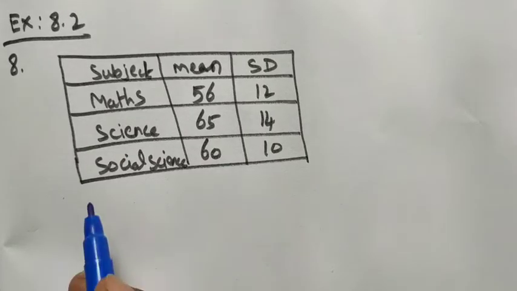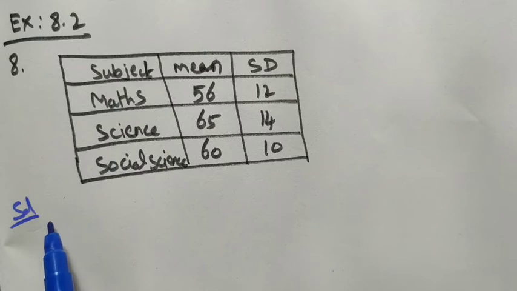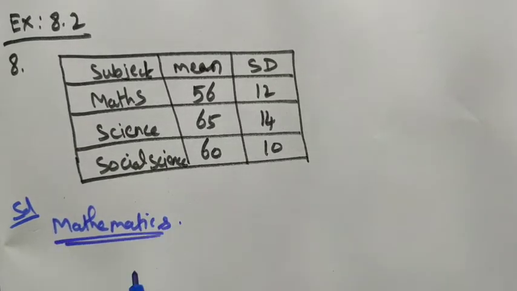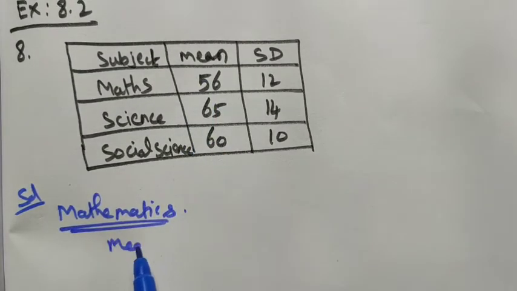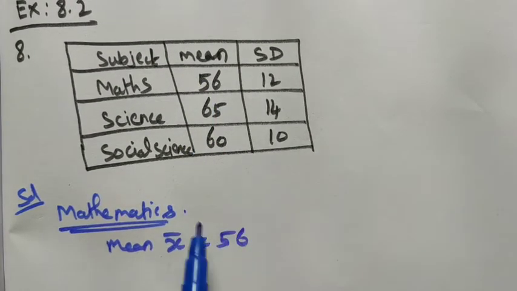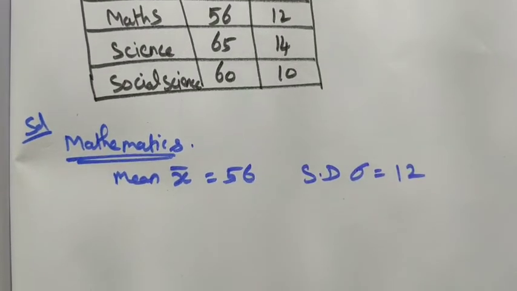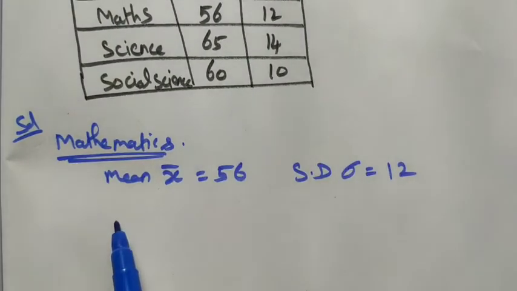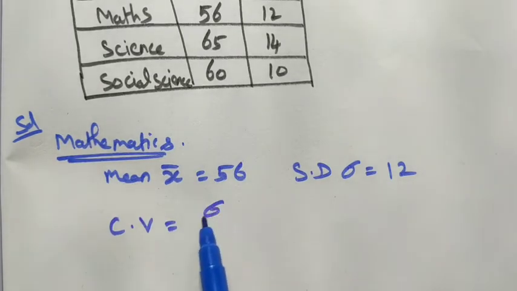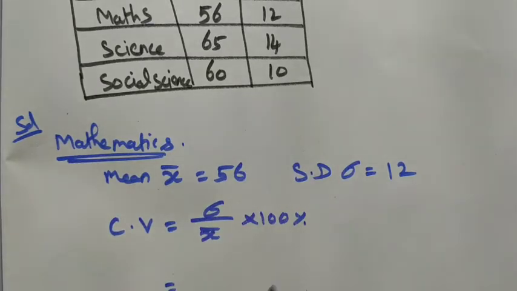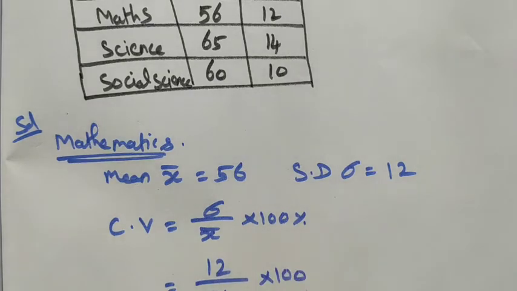By the given data, let me take the first subject as mathematics. For mathematics, the mean x bar is given as 56. The standard deviation sigma is equal to 12. Now we want to find the coefficient of variation. The formula is CV is equal to sigma divided by x bar into 100%. Now we apply the values. Sigma is equal to 12 divided by x bar is equal to 56 into 100.